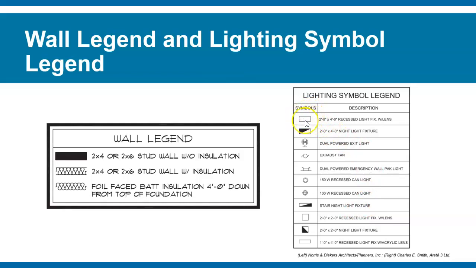The square rectangular object is 2 foot wide and 4 foot long. When you see something like that in a particular plan, you'll know that it's a recessed lighting fixture with a clear lens. Here you can see the same dimension rectangle, but with a half solid triangle and a half open triangle. It represents a night light fixture.